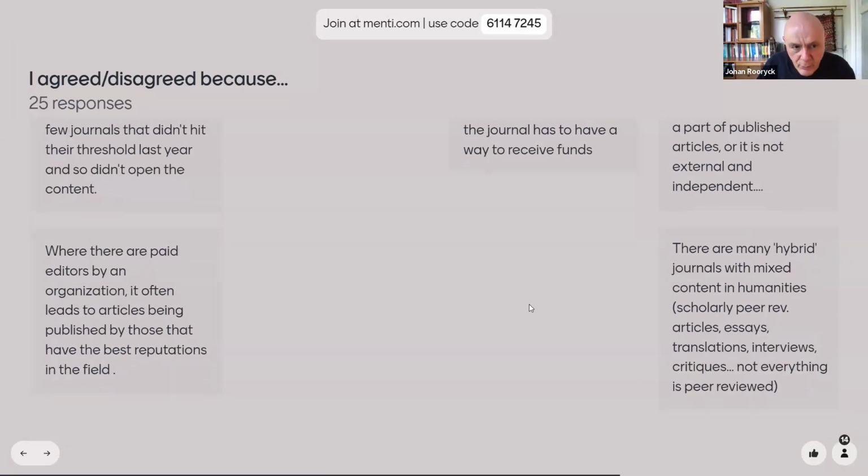That is my point. And this doesn't mean that editors cannot be paid by an organization. Someone says, well, they are paid editors, and it leads to articles being published, but that may very well be the case, but that's orthogonal to the discussion. What is essential to the discussion is that the editors have complete independence from the commercial side of the journal.